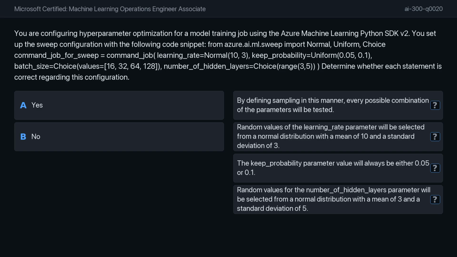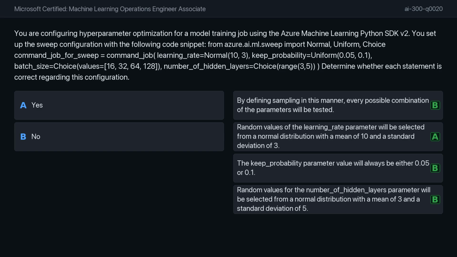Determine whether each statement is correct regarding this configuration. Option A, yes. Option B, no. Correct matches. By defining sampling in this... In my view, the correct answers are no for the first statement, yes for the second, no for the third, and no for the fourth.